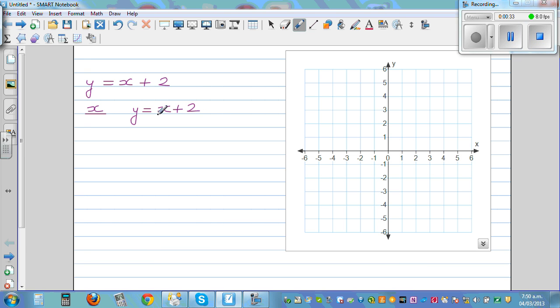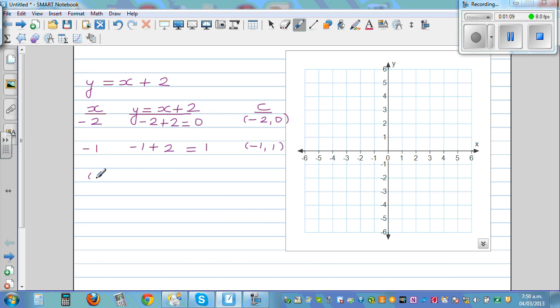And then you write the coordinates, C for coordinate. So let's start with, say, negative 2. You can take any value of x. So this is negative 2 plus 2, and that is 0. And so the coordinate is negative 2 comma 0. If you take negative 1, it is negative 1 plus 2, which is 1, so the coordinate is negative 1, comma 1.